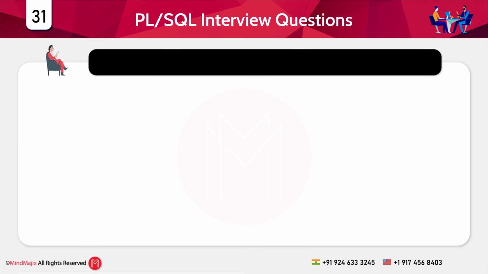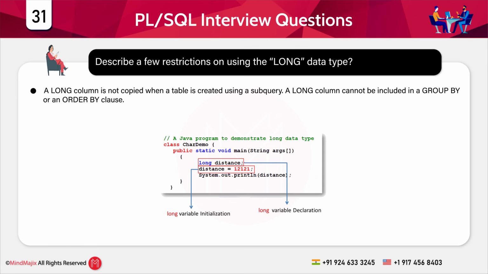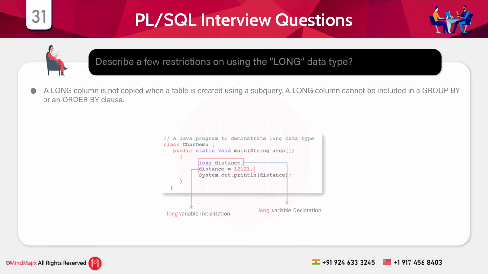The next question is, describe a few restrictions on using the long data type. So a long column is not copied when a table is created using a subquery. A long column cannot be included in a group by or an order by clause, and only one long column can be used per table. So no constraint can be defined on a long column. These were some of the restrictions on using the long data type for any particular column.